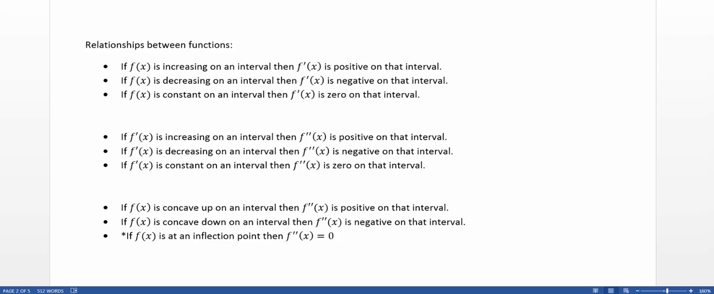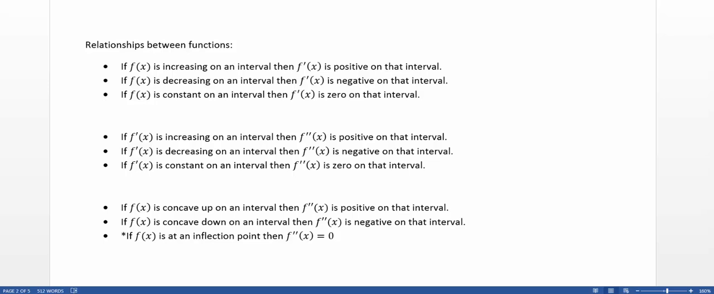All of the other rules work in both directions, right? So for example, we have if f of x is increasing, the derivative is positive, which also means that if the derivative is positive, we know that f of x is increasing. It works in both directions, and that's true for all except the very last statement.